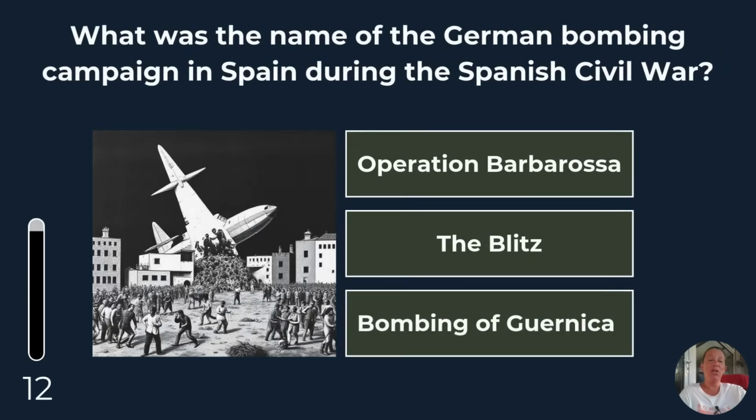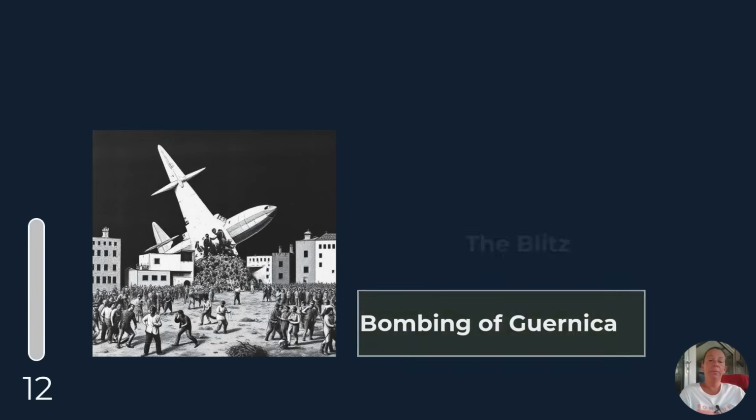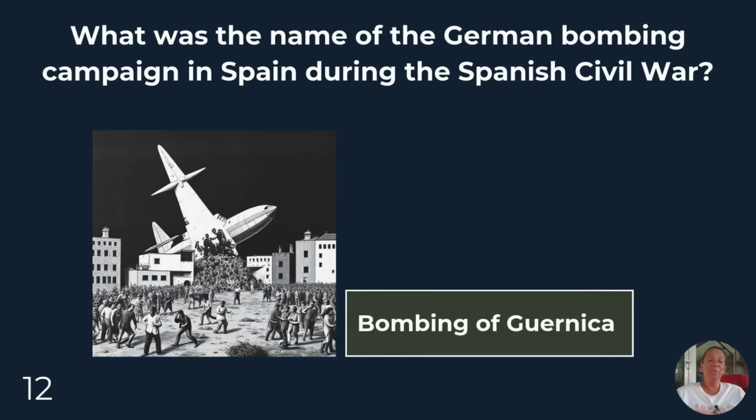What was the name of the German bombing campaign in Spain during the Spanish Civil War? Operation Barbarossa, the Blitz, or bombing of Guernica? Bombing of Guernica.